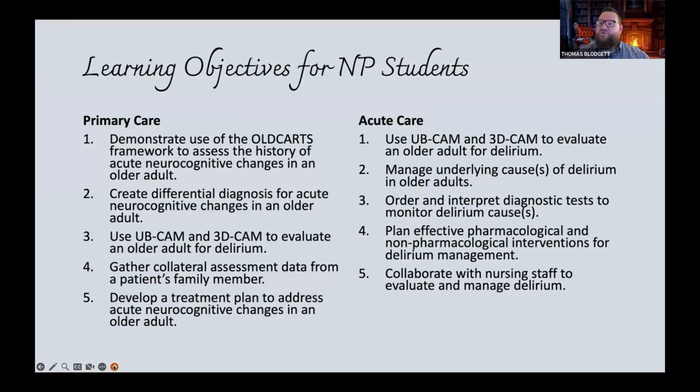So their objectives focus on sort of monitoring the delirium status and managing those underlying causes. And then also collaborating with the inpatient team, nursing staff. A lot of these folks in the NP program are from an inpatient RN role. And so they're kind of used to seeing this from the nursing perspective. So I wanted them to see it from the NP role and sort of the questions that the nurses might ask and get them to reflect on questions they may have asked.